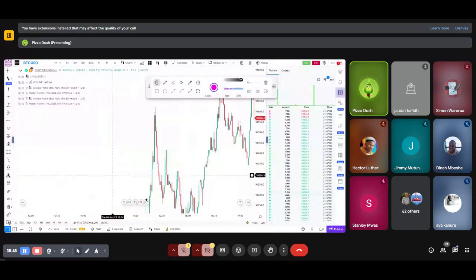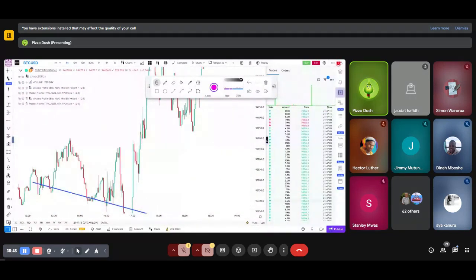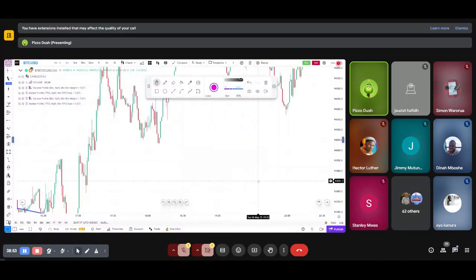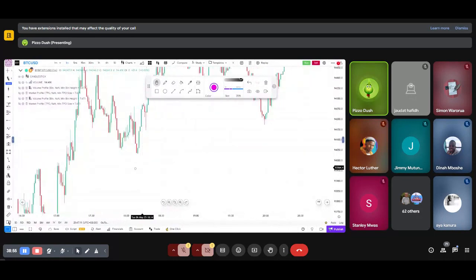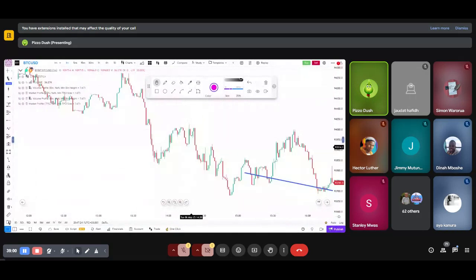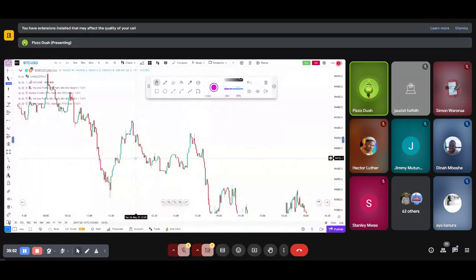Yeah, I'm looking for examples. Let me look for examples here. Let's see. I'm looking for support and resistance examples. Let me see if there are any that have formed nicely.